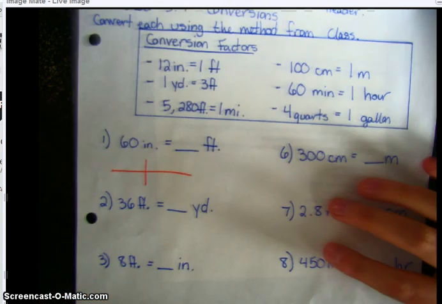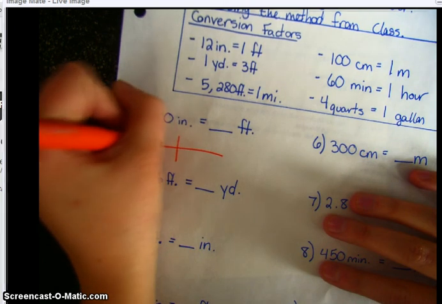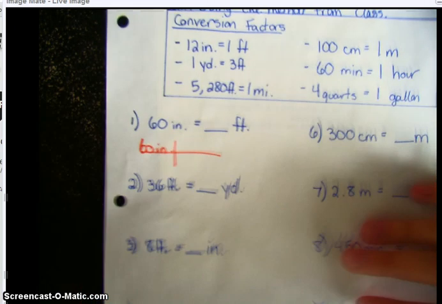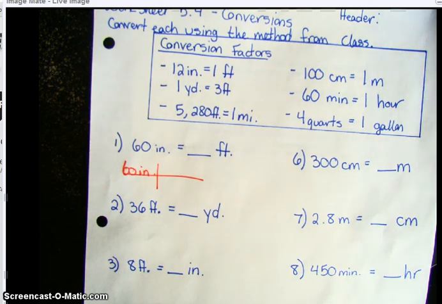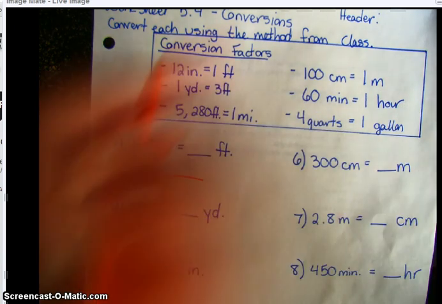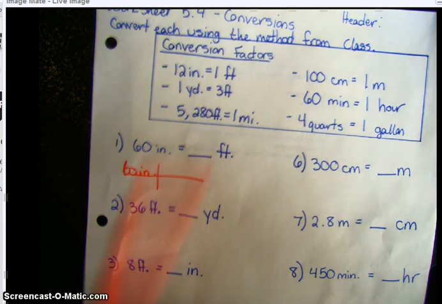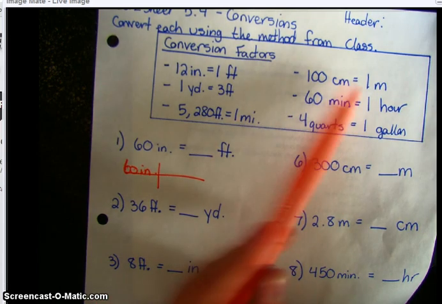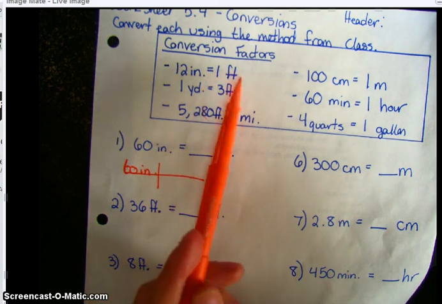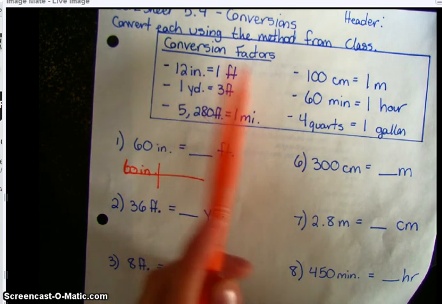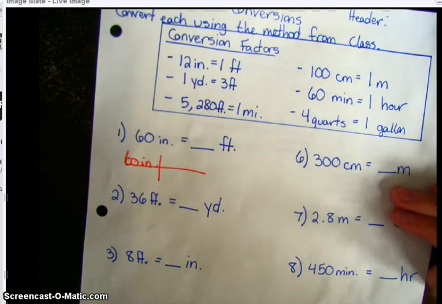Okay, so we make our nice T there. 60 inches goes in the top left. And we use a conversion factor to fill in the rest of it. Now, a conversion factor is one of these up here. In this case, we want to turn feet into inches. Well, up here, we should look for the one that says feet to inches. This one says feet to yards, but we don't want that. We want feet to inches. So this is the one that we're going to want to be using. So we want to use 12 inches to 1 foot.